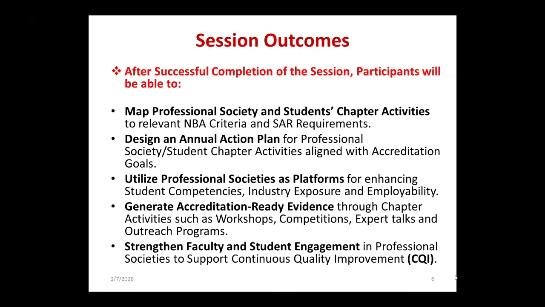The next outcome is to generate accreditation-ready evidence through chapter activities such as workshops, competitions, expert talks, and outreach programs. Then strengthen faculty-student engagement in professional societies to support continuous quality improvement, that is CQI. So these are the outcomes of this session.